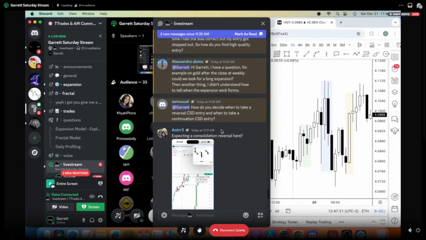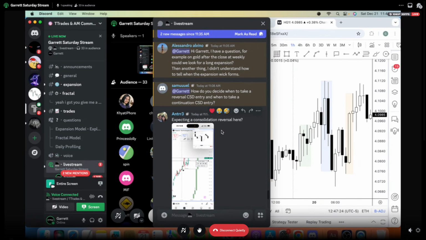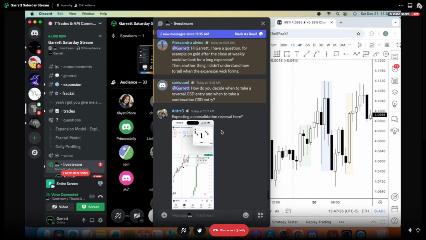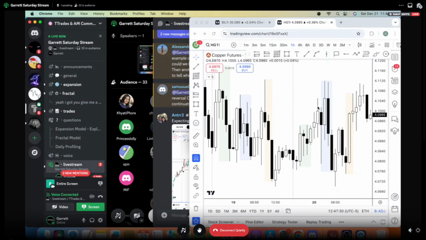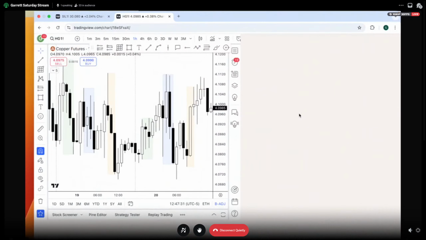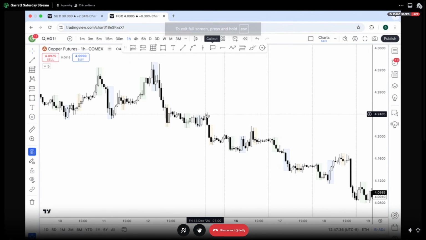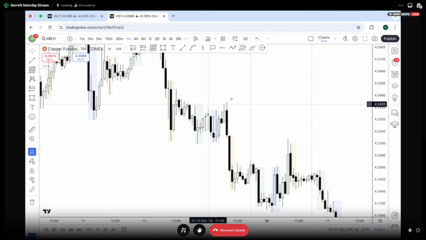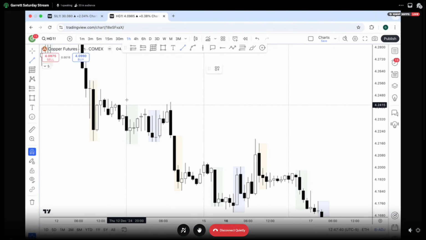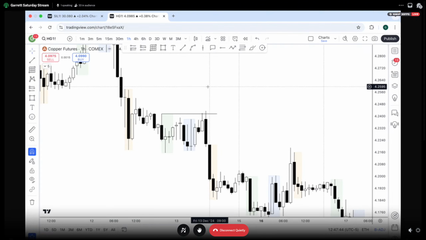How do you decide when to take a reversal CSD and when to take a continuation CSD? Okay, sure. So it has to be in a relevant area, right? Like I said, this example here is the only area where I expect the high of the day to form essentially. I wouldn't want to see it go much higher, right? That wouldn't make sense. I don't want to see it expand away from these lows.